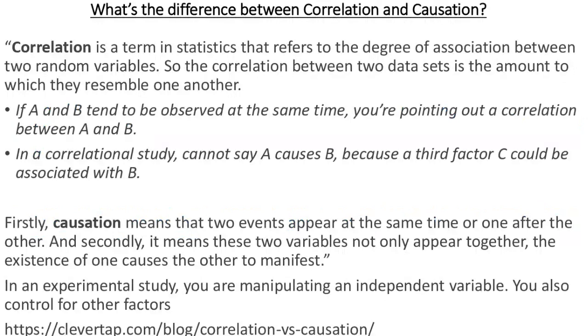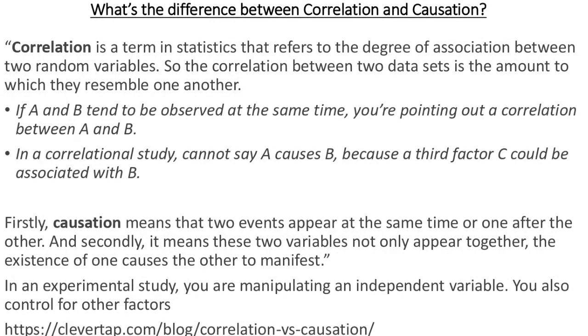Another part you can think about is how do you differentiate a correlational study versus a causation study? So what is correlation? Well, correlation is a term in statistics that refers to the degree of association between two random variables. So if A and B tend to be observed at the same time, you're pointing out a correlation between A and B. And a correlational study cannot say A causes B because a third factor C could be associated with B.